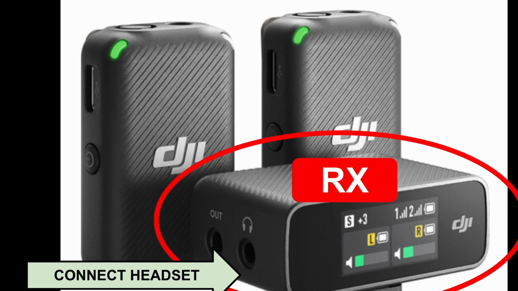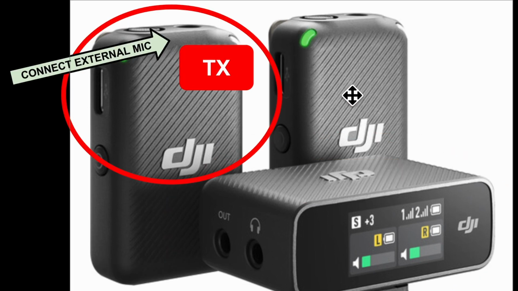Now looking at our last mic set here, this is the DJI. This digital box right here that has the LED screen, that is your receiver. Again, you can connect your headset. The outline is what's going to connect to your phone or your camera, depending on what you're recording to, and then your transmitters or your TXs are right here. You can see that there is that little 3.5 millimeter jack up here. You can connect an external mic or lav mic to it. And then right up here, that is where your built-in microphone is.